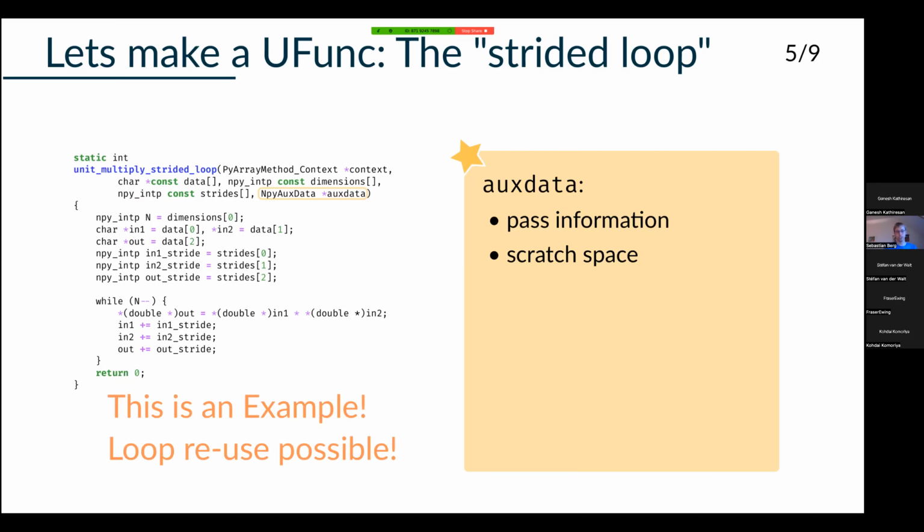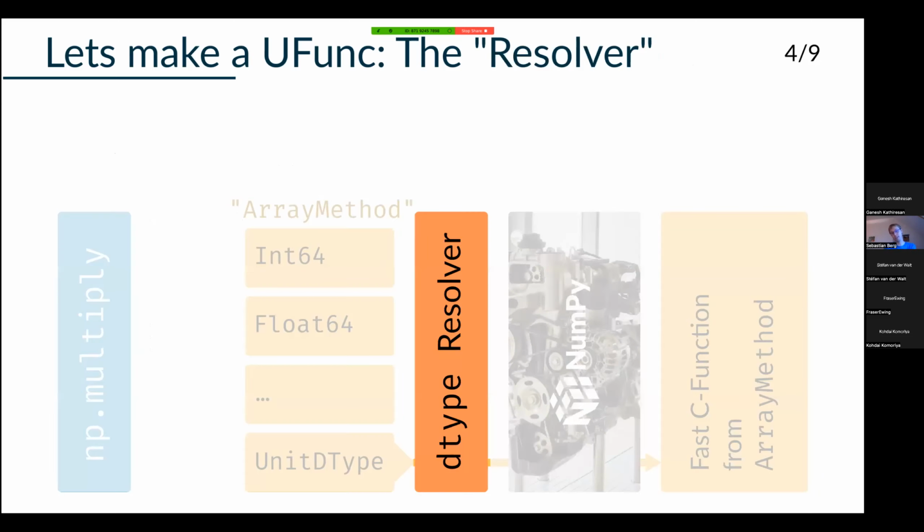Of course, one thing I should say, this is an example. NumPy already knows how to multiply two numbers, and NumPy knows it very well and does it very quickly. So of course, we want to use the implementation that NumPy already has in the case of the UnitDType, and that is possible. So this is just an example of how we could do it and how we would write a UFunc loop.